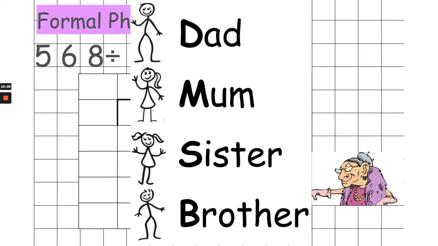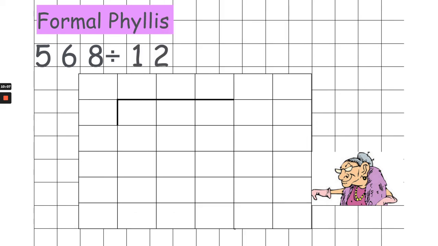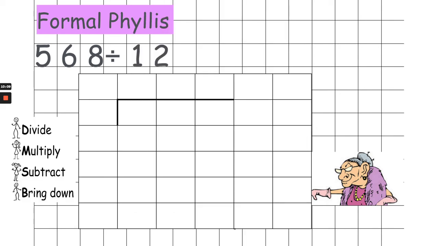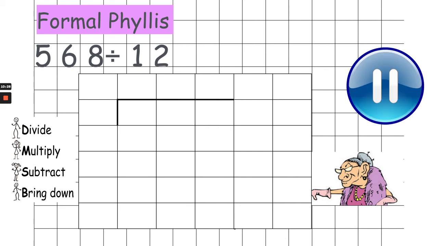Dad, Mum, sister, brother. This order with these characters helps us with long division. Let's pop them down here with their reminder. Divide, multiply, subtract, bring down. Long division. Okay, Year 6, get yourselves ready. You're going to pause the video and you're going to divide 568 by 12 using long division. Pause the video and off you go. Good luck.